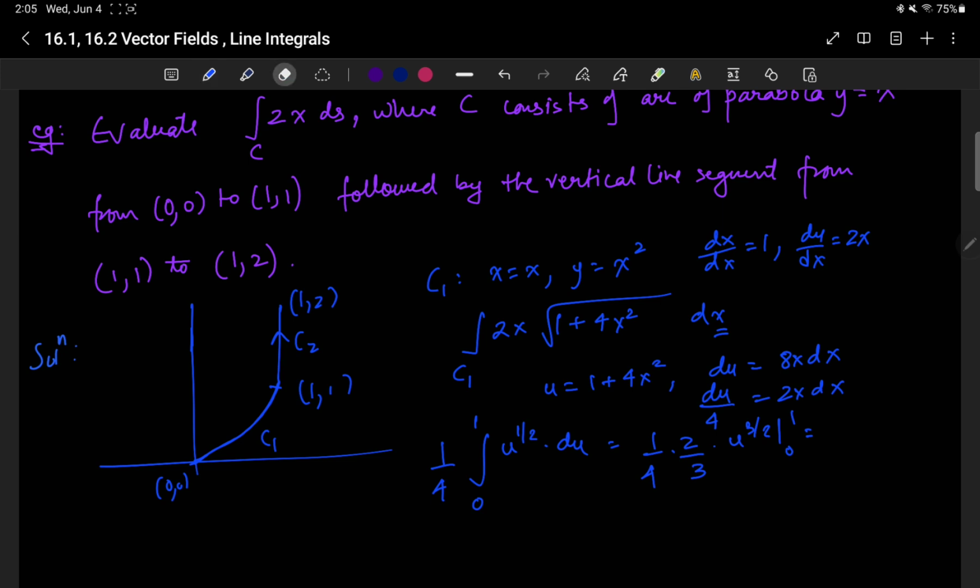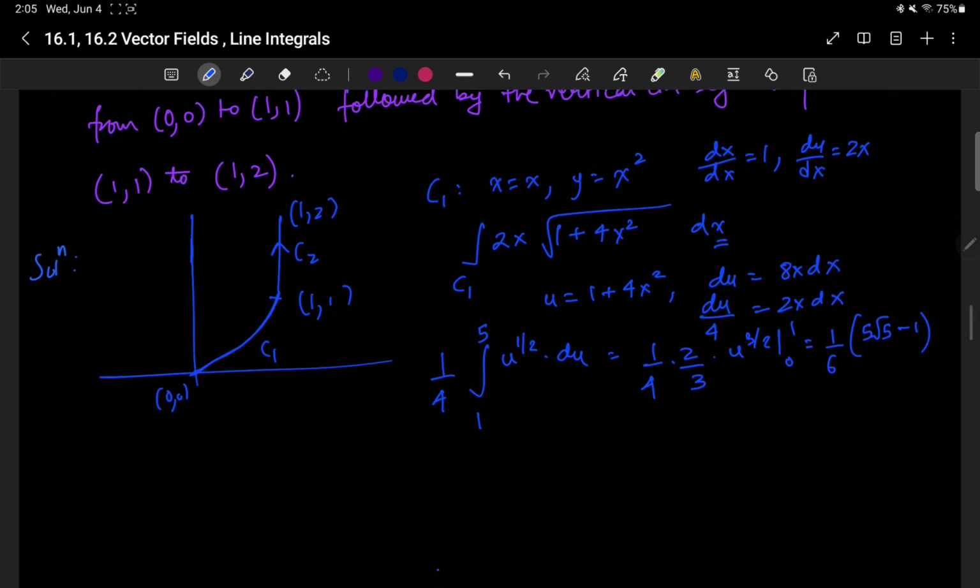Oh, sorry, the limits are going to change in u. Limits are going to be when x is 0, u is 1. When x is 1, u is 5. So this is going to be 1/6, 5 square root 5 minus 1.